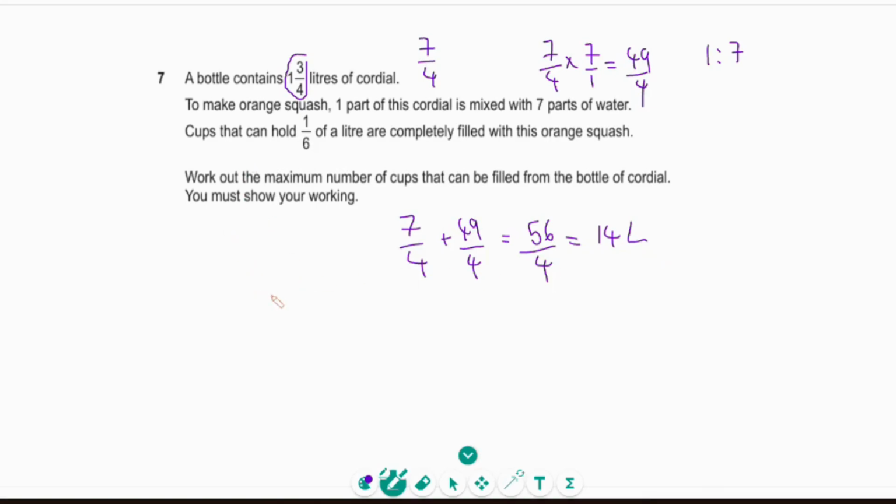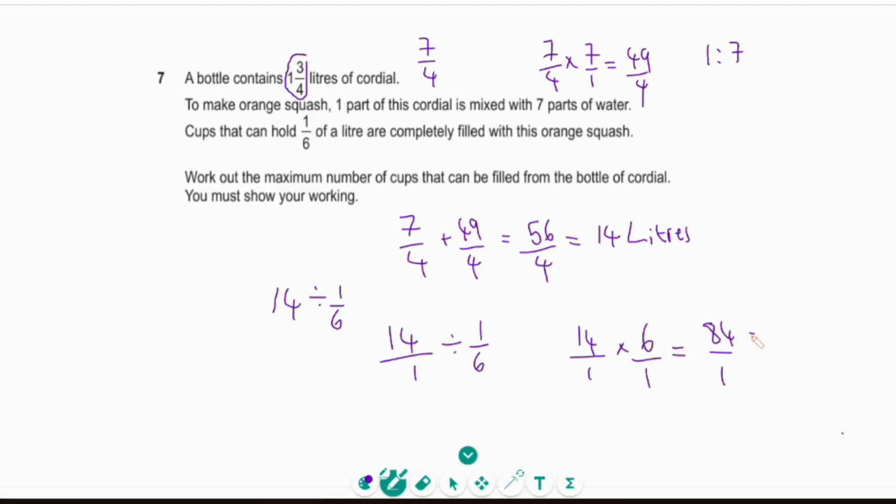The cups hold 1/6, so I'm going to need to do 14 divided by 1/6. How do I do that? Well, let's change 14 into a fraction. When we divide, we keep, flip, change. Multiply the top, multiply the bottom. 14 times 6. Well, 10 times 6 is 60, 4 times 6 is 24. So it's 84 over 1, which is just 84. That's the final answer: 84 cups.